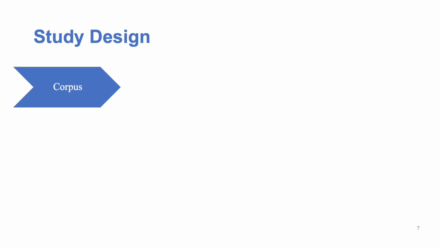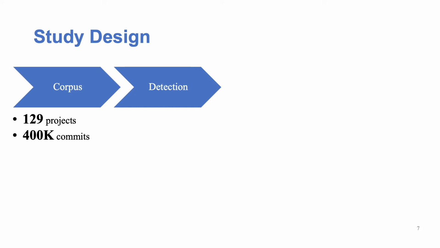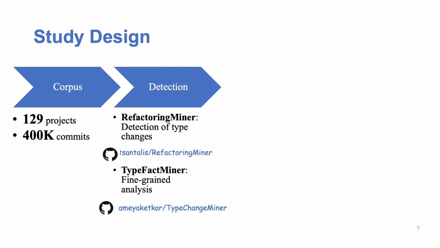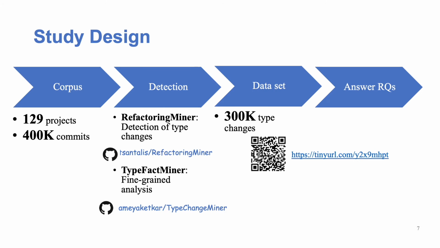To investigate the type changes performed in practice, we designed a study with 129 high quality Java 8 projects from GitHub containing 400,000 commits. We extended RefactoringMiner to analyze these commits and identify the type changes performed in these commits. We also developed a novel tool called TypeFactMiner to extract fine-grained details from these type changes. We mined details like the type binding and the hierarchy information of the types evolved in the type change without building the code. We then collected 300,000 type changes by analyzing these commits. We used this data set to answer our 6 research questions.